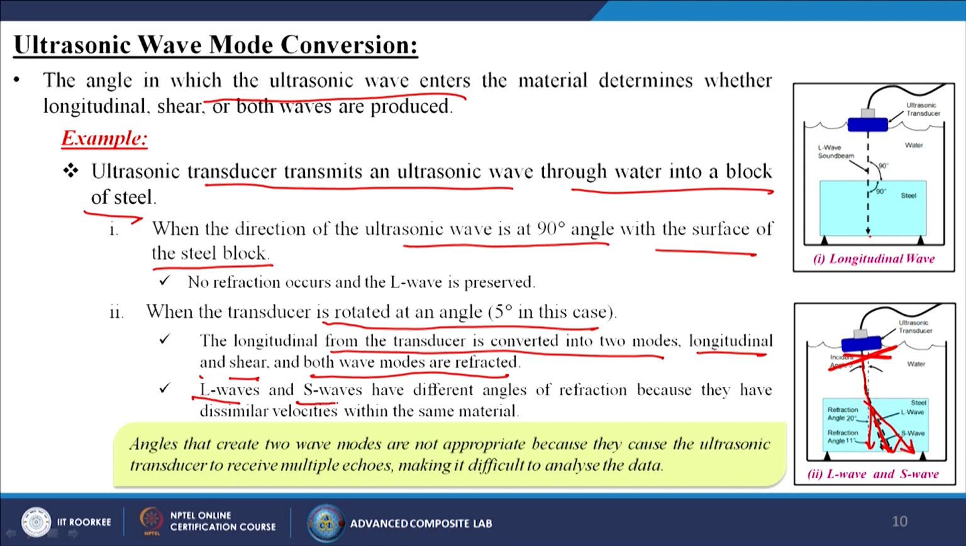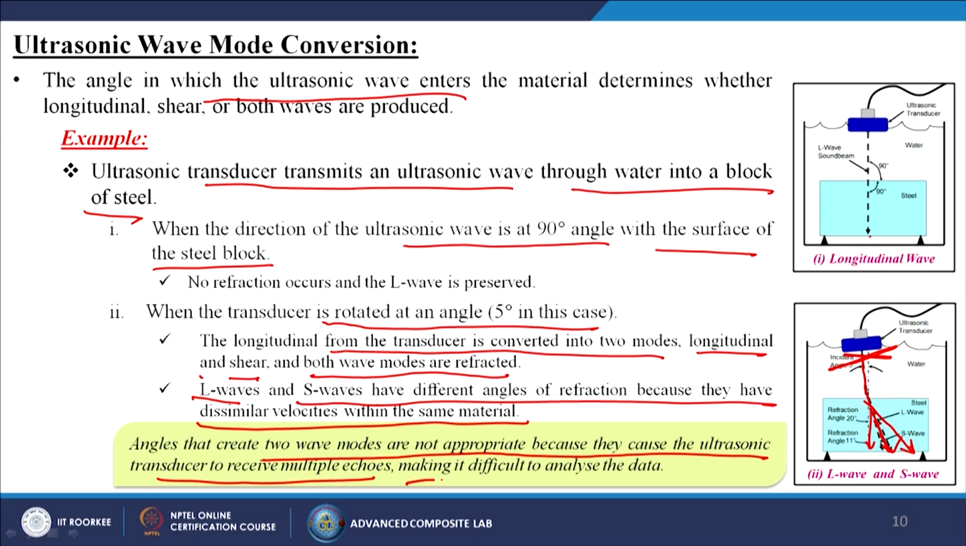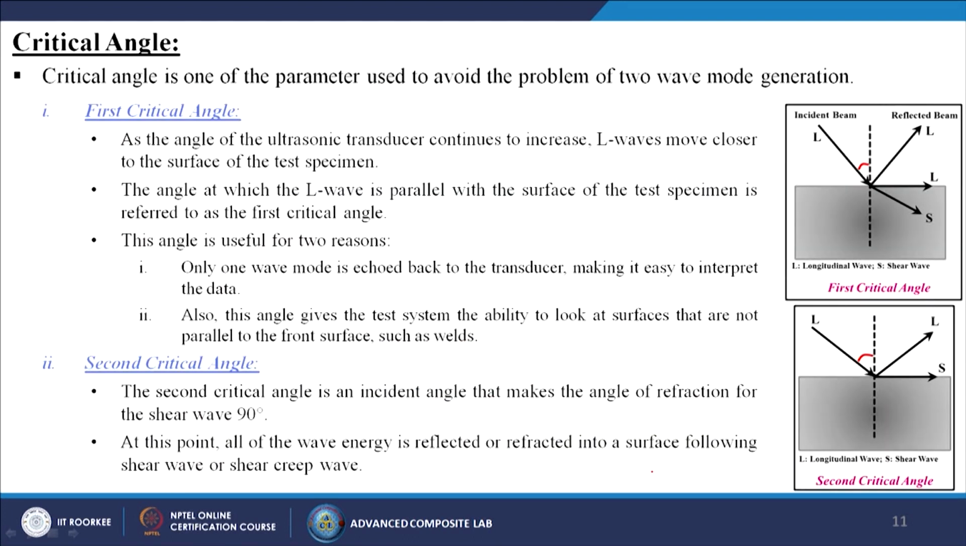L waves and S waves have different angles of refraction because they have dissimilar velocities within the same material. Angles that create two wave modes are not appropriate because they cause the ultrasonic transducer to receive multiple echoes, making it difficult to analyze the data. It means there is a chance of cross sensitivity or overlapping of the signals, and at that time it is really difficult to segregate them.